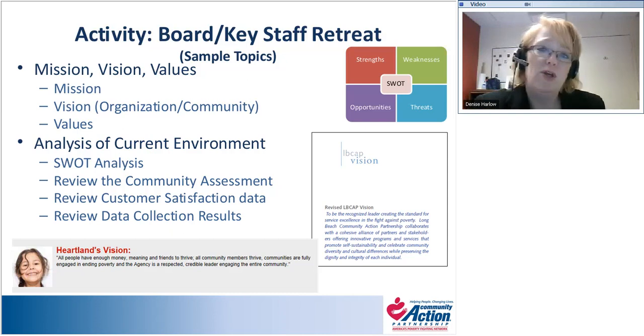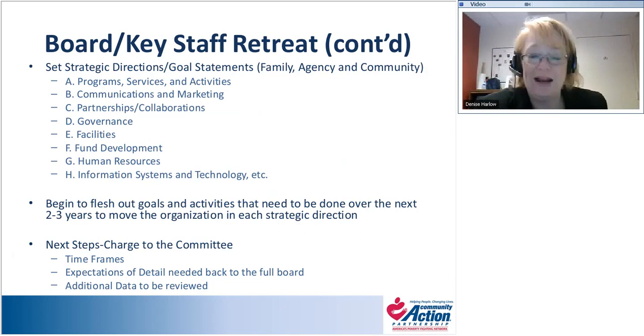Some would argue, though, in community action, doing the vision for the community is critical. I would argue, though, from an organizational development capacity, you've got to know where the organization is headed. So there's got to be a balance of the 2, or do both. But you can see here a couple of different examples. Doing the SWOT analysis, internal strengths and weaknesses, external opportunities and threats. Reviewing the community assessment, reviewing customer satisfaction, reviewing other data, analyzing previous strategic plans. But now, analyzing your environment is a critical element.